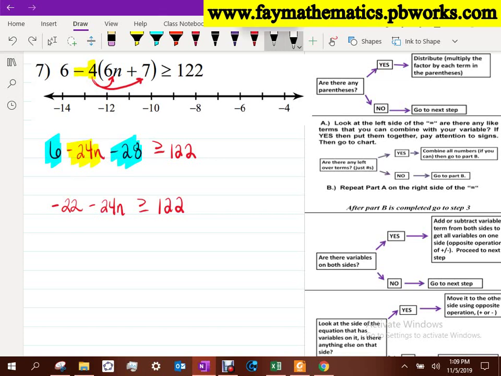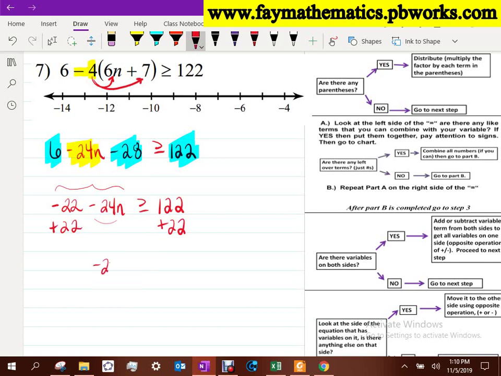Okay, now the statement is to do the same thing on the right-hand side. So if I look at the right-hand side, that's the only like term, can't do anything, so I go on. So look at the variable side. This is our variable side. And it asks you, is there anything else on the variable side with the variable? So there's my variable, right? How do I get this negative 22 to disappear? Add 22. So then add 22 over here, right?